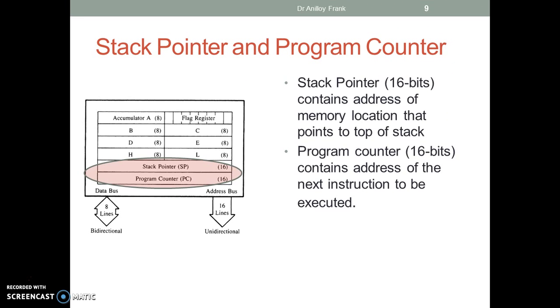The stack pointer and the program counter. The stack pointer contains the address of the memory location that points to the top of the stack. The program counter contains the address of the next instruction to be executed.